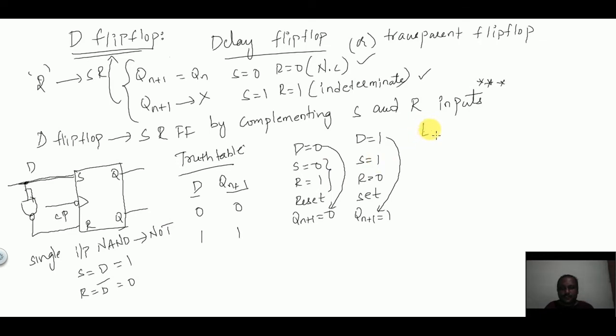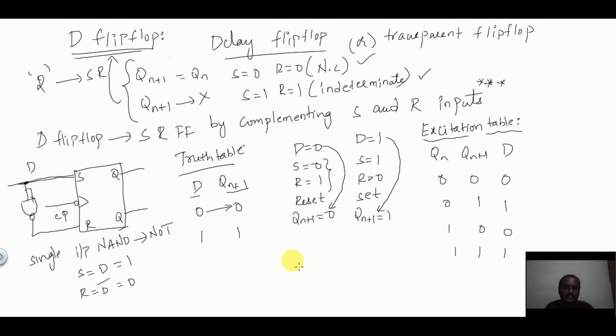If you want to write the excitation table, this is also very simple for D flip-flop. Qn plus 1 and D, because D flip-flop has only one input: 0 0, 0 1, 1 0, 1 1. Because D is equal to Qn plus 1, if D is equal to 0, then Qn plus 1 is also equal to 0, and D is equal to 1 when Qn plus 1 is 1.